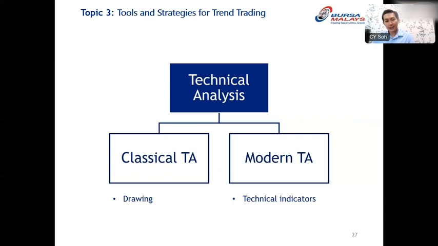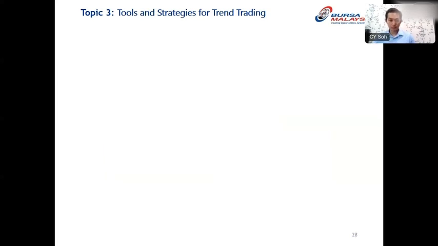So of course, when it comes to technical analysis, we have 2 types of technical analysis, which is the classical technical analysis as well as the modern technical analysis. Classical technical analysis, primarily you will be drawing lines. While modern technical analysis, you don't have to draw anything because you will be using technical indicators. All of those indicators are already pre-made. All you need to do is actually plug and play and maybe change the parameters for the indicators that you use. Now let's have a look at the classical technical analysis first, which is drawing.